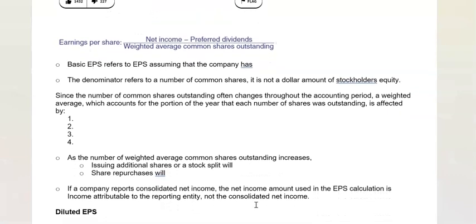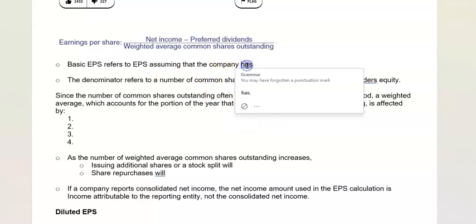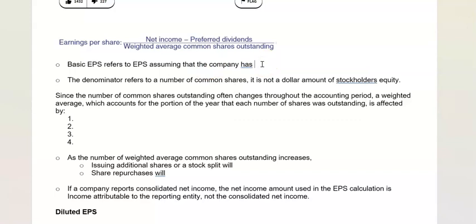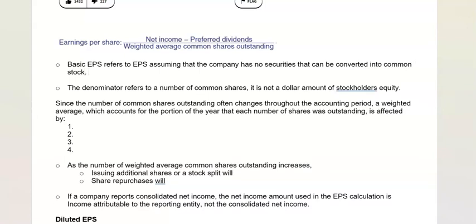obviously what we're talking about is basic earnings per share. We see the formula for basic earnings per share here: net income minus preferred dividends divided by the weighted average common shares outstanding. Basic earnings per share refers to earnings per share assuming that the company has no securities that can be converted into common stock. If the company actually does have securities that can be converted into common stock, we ignore them when calculating basic earnings per share.